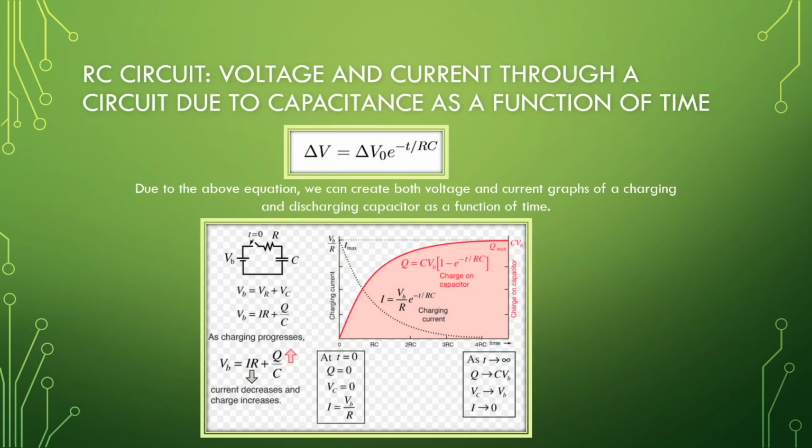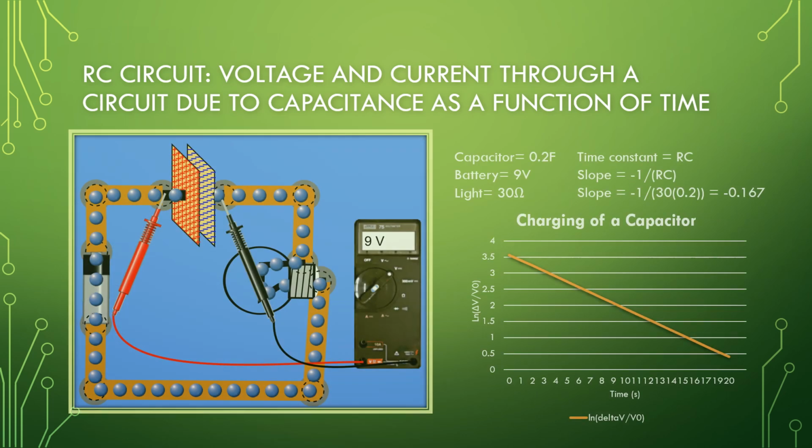As shown in the graph below, the discharging of a circuit is represented by the black dotted line, and the charging of a circuit is represented by the solid red line. When we plot the charging of a capacitor as the logarithmic function dictates for the circuit in the image to the left, we find that the slope is indeed negative 0.167, and it produces a very linear, straight negative line.